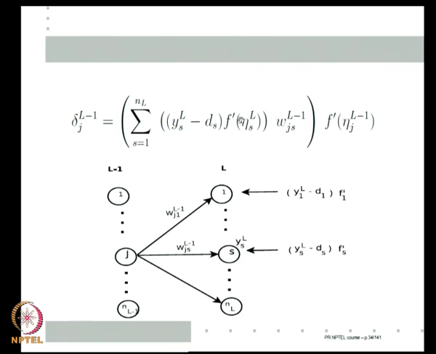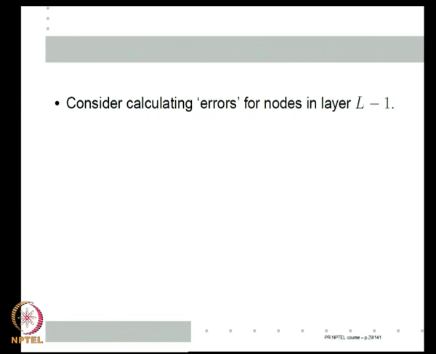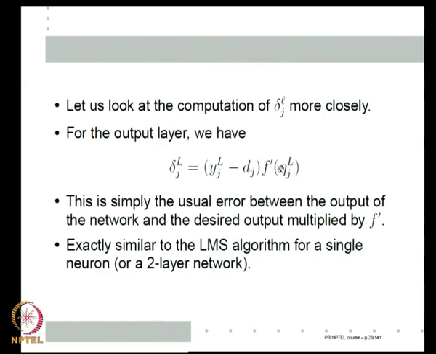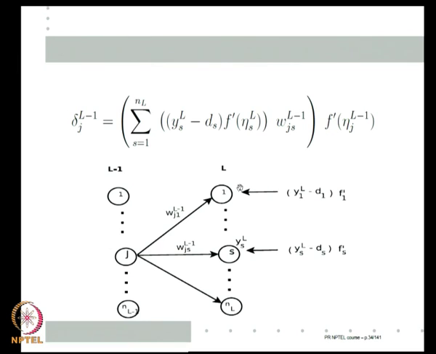For that I have to do delta j L into W j s L minus 1. Delta j L I expanded here, right. We know delta j L is given by this, so I just expanded that. So, this entire thing is the errors for nodes in layer L multiplied by W j s L minus 1. What is W j s L minus 1? That connects node j in layer L minus 1 to node s in layer L.